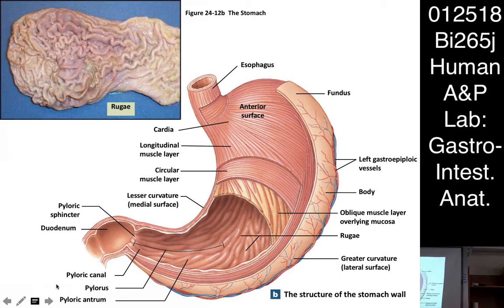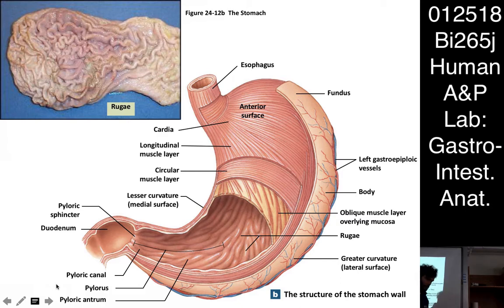So on the stomach that Ellen has here, this would be fundus across here. Cardia would be right here. Then we transition from cardia into body. All of this is the body. And then as we begin to funnel down, this becomes called the pylorus. The pylorus communicates with the first bit of the small intestine called the duodenum via the pyloric sphincter.